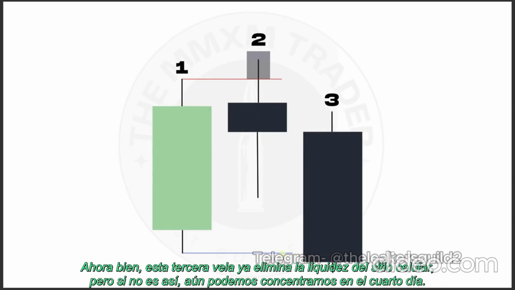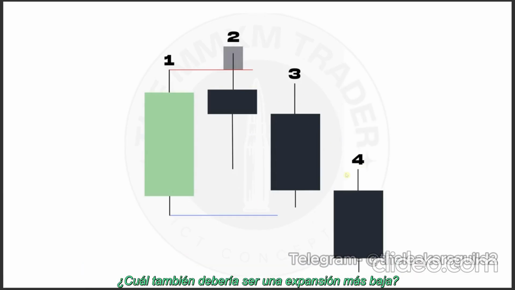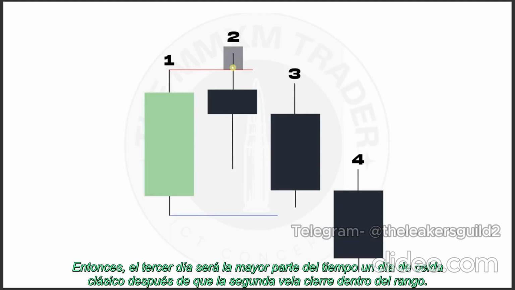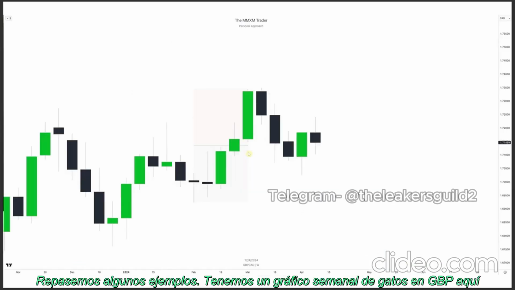Now, this third candle takes out the sell side liquidity already, but if it does not, we can still focus on the fourth day, which should also be an expansion lower. So the third day will be most of the time a classic sell day after that second candle closes inside of the range. So let's head over to some examples.